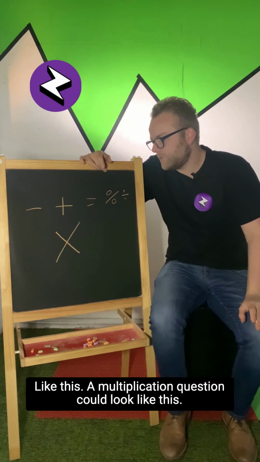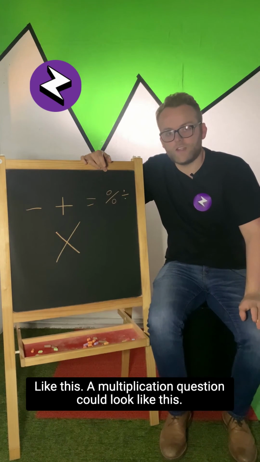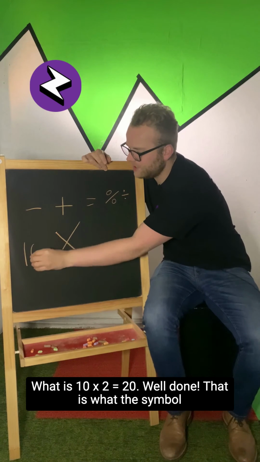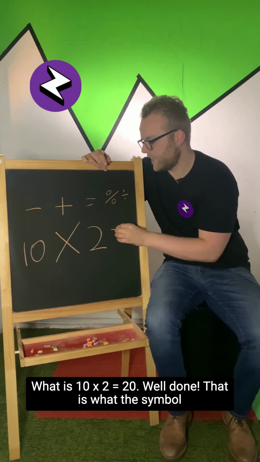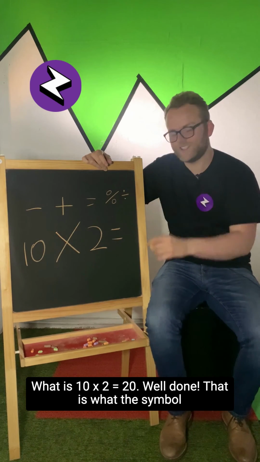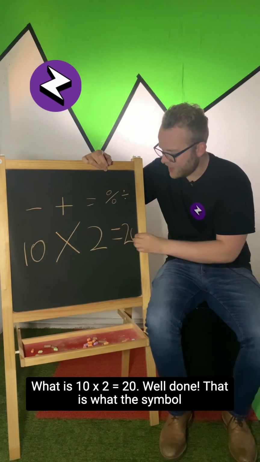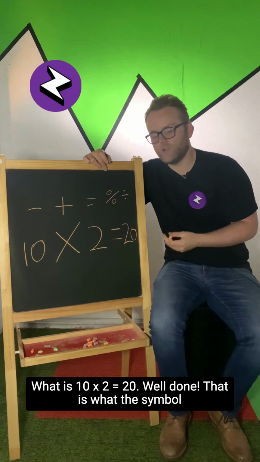And a multiplication question could look like this. So it could be 10 times 2 equals what? 20. Well done! And that is what the symbol looks like and how it's used.